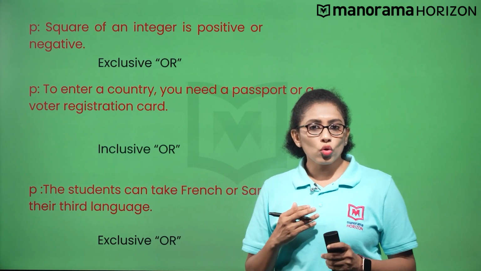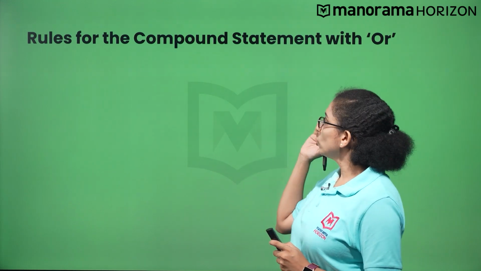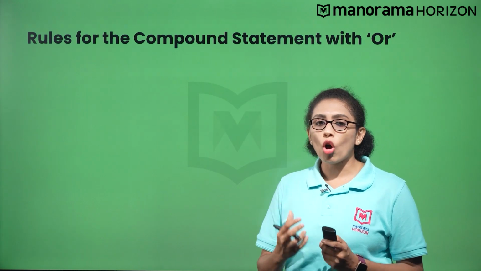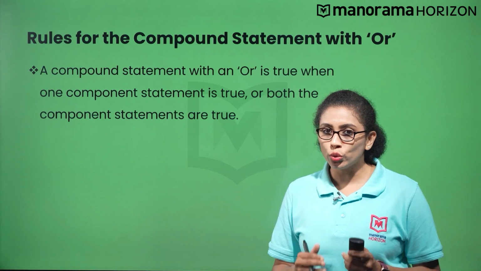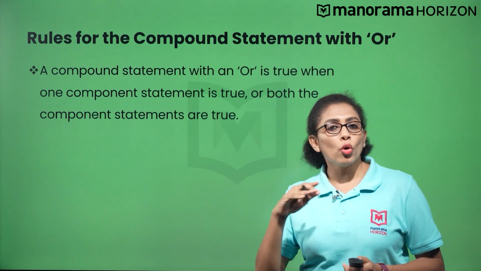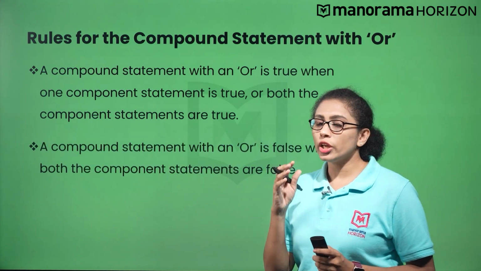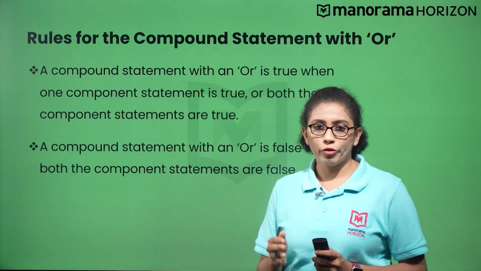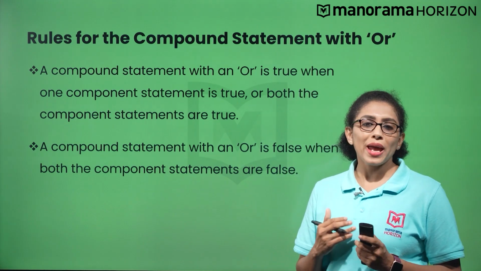Now, let us focus on some rules for the compound statement with or. Some rules we have to follow when we use the compound statement with or. A compound statement with an or is true when one component statement is true or both the component statements are true. Now, a compound statement with an or is false when both the component statements are false. Let us infer these rules through some examples.